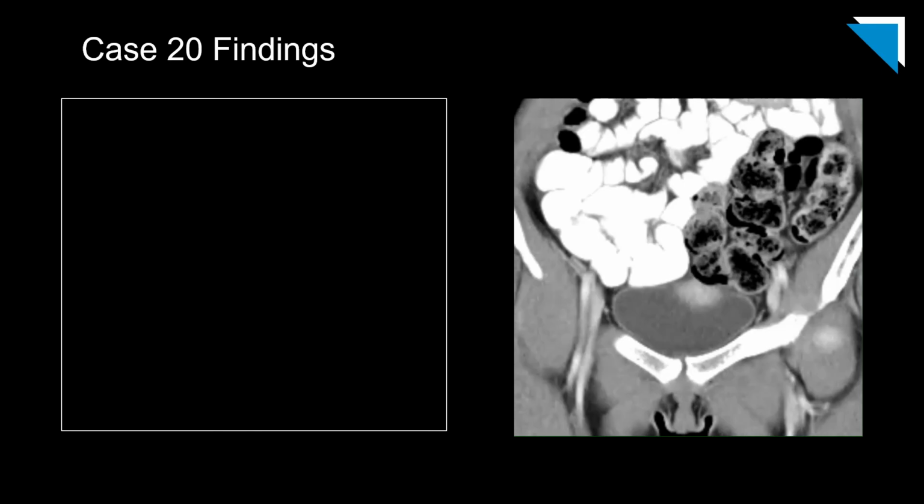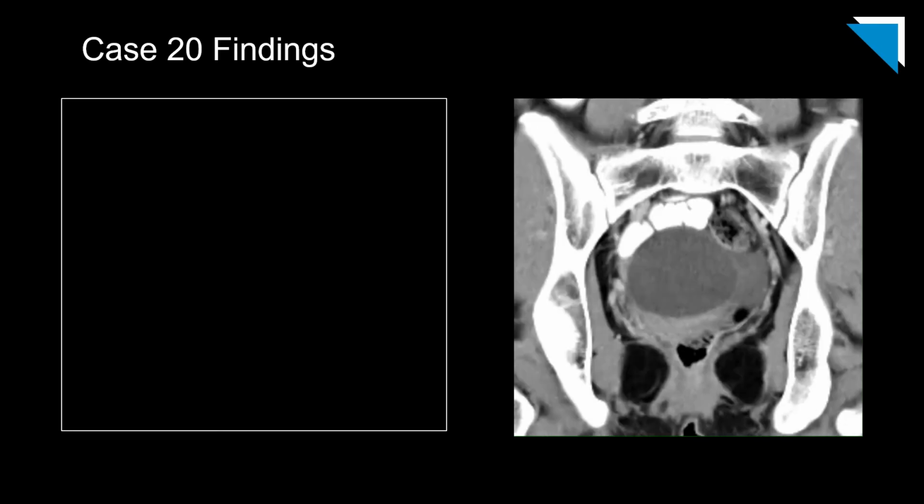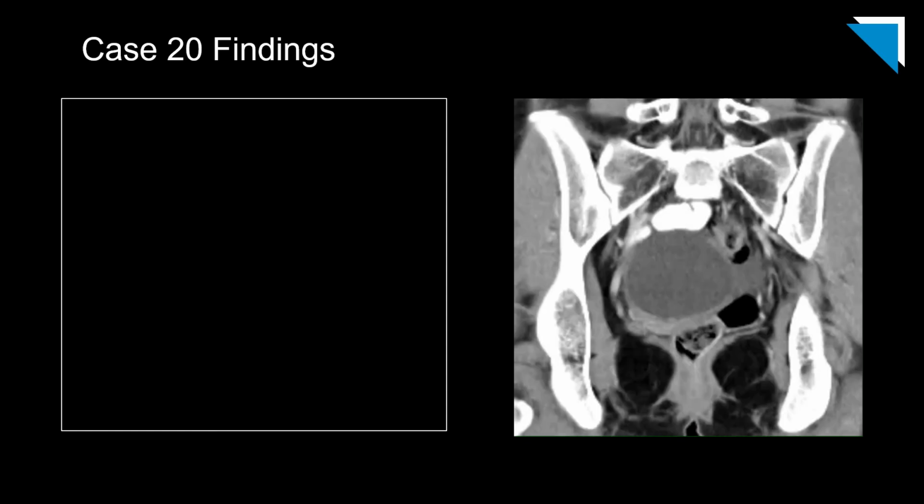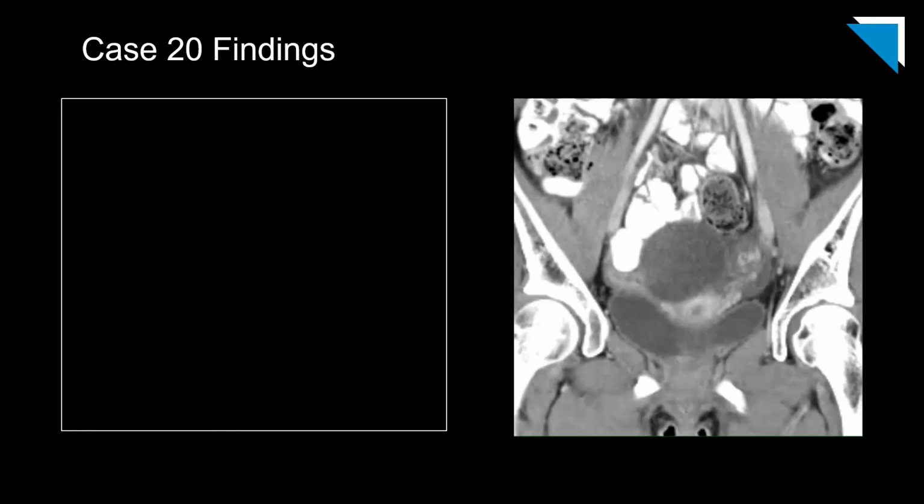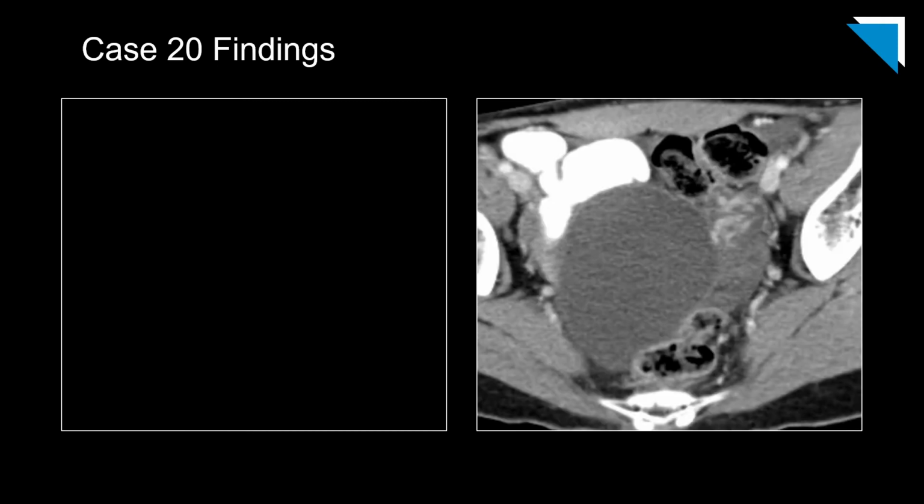Reviewing the coronal images from the same study, once again, we can see the right adnexal cystic lesion, which is really just to the right of midline in the pelvis. Here is our large, simple cystic lesion in the right adnexum just to the right of midline. The left ovary is indistinct, and there is a structure resembling a tangle of vessels in the left adnexum.